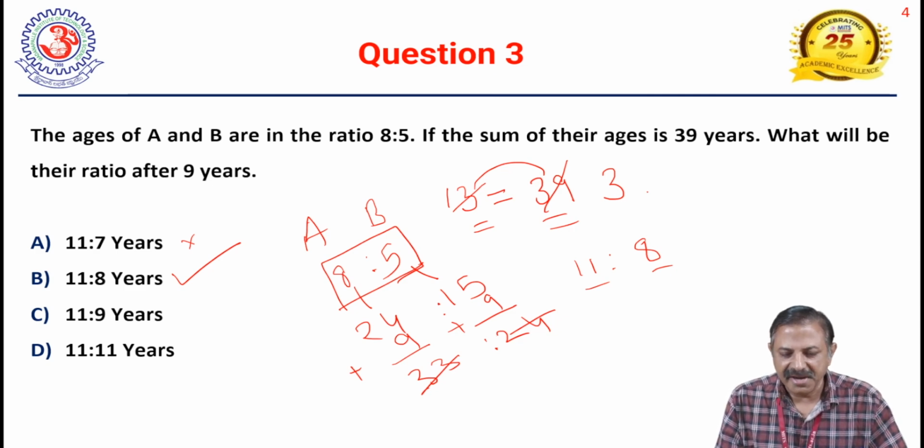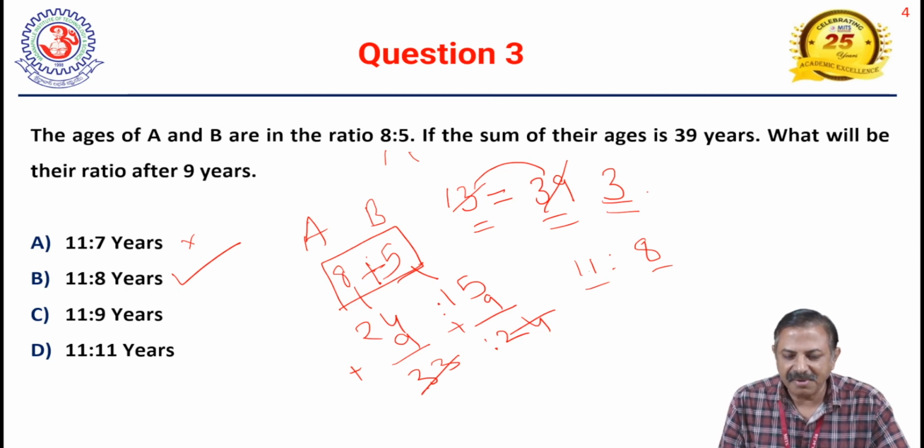So the ages are in the ratio 8 is to 5. The sum of the ages means 8 plus 5, 13 years. That is equal to 39, that means it is 3 times. So what will be the ratio of the ages after 9 years? So we got 3 times. A means 8 into 3, 24. B means 5 into 3, 15. So 24 and 15. But after 9 years, we should add 9. So 24 plus 9, 33. 15 plus 9, 24. That is nothing but 11 is to 8. Option number 2.